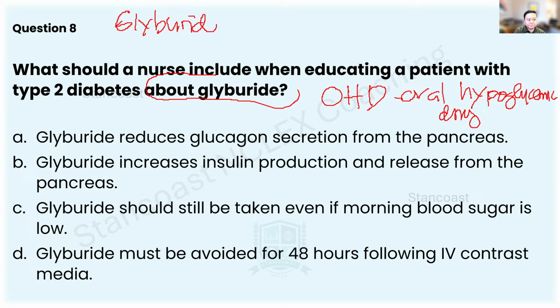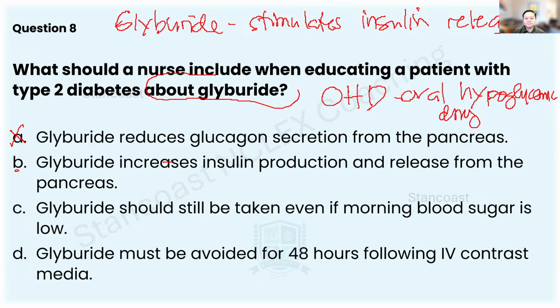Glyburide stimulates insulin release. It doesn't have an impact on the glucagon, right? So we are marking that as incorrect. If you had answered letter B, glyburide increases insulin production and release from the pancreas, we know that is the action, right? This is a sulfonylurea.